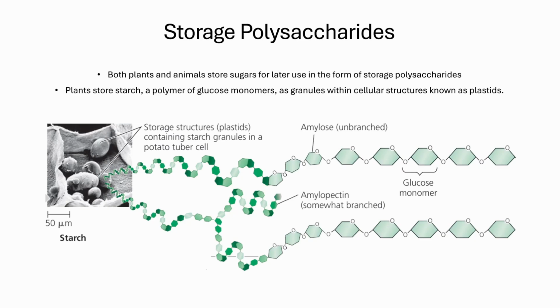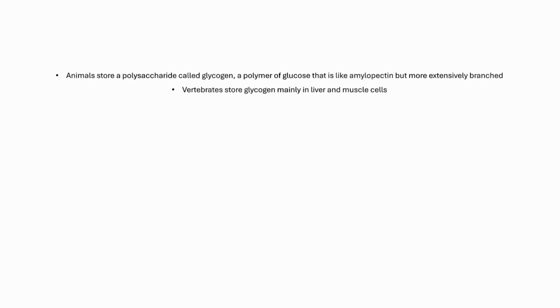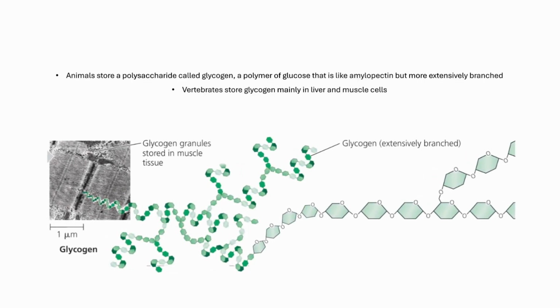The simplest form of starch, amylose, is unbranched. Amylopectin, a more complex starch, is a branched polymer with 1-6 linkages at the branch points. Most of these starches are shown in the figure. Animals store a polysaccharide called glycogen, a polymer of glucose that is like amylopectin but more extensively branched.